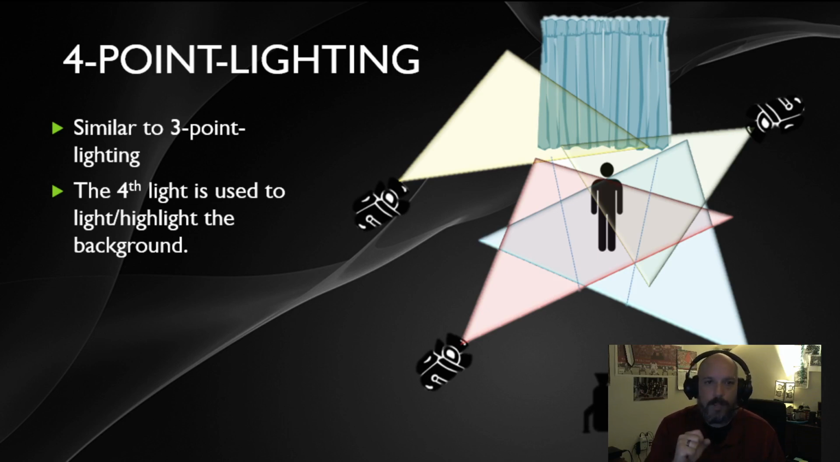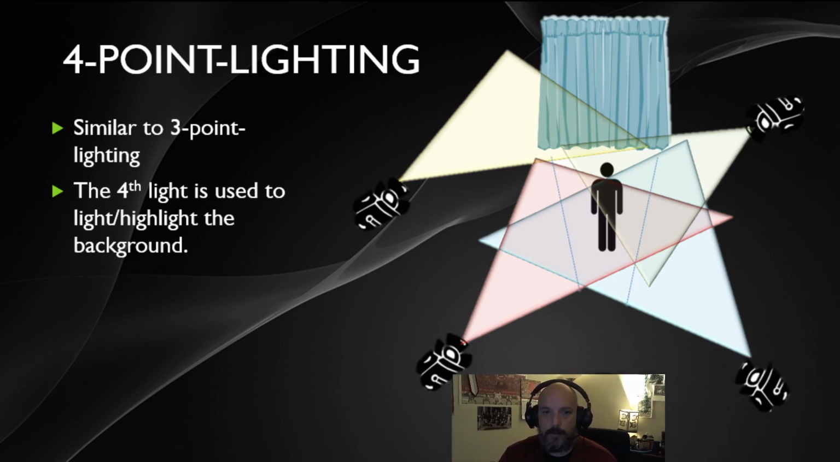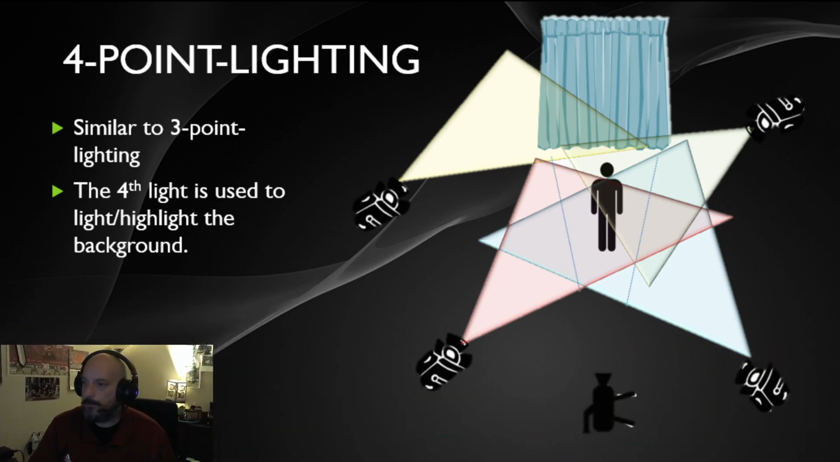Now, there's also a 4th type of lighting called 4-point lighting. But in this one, we've got our same 3. We got our key, we got our back, and we got our fill. So there's our key, there's our fill, there's our back.